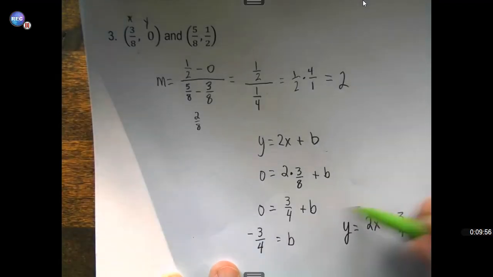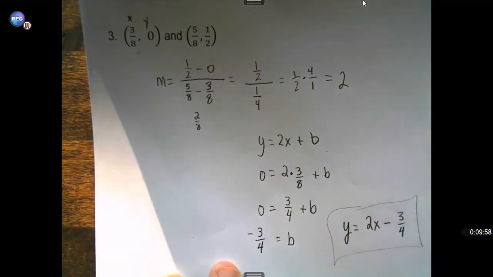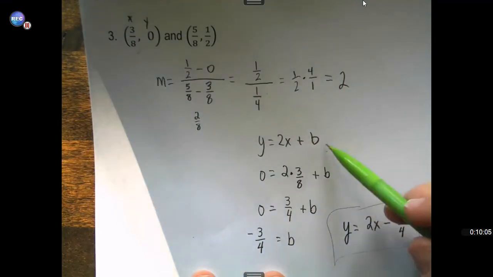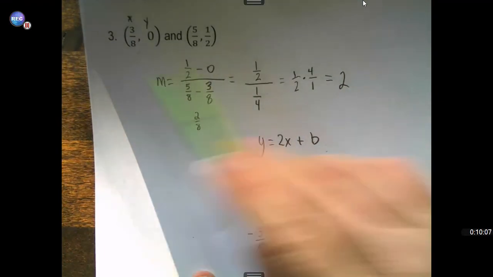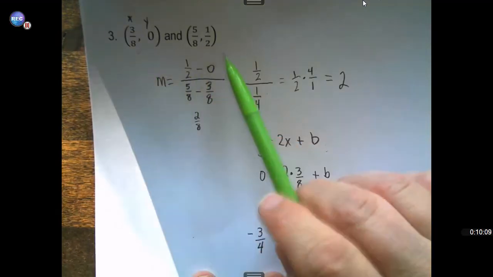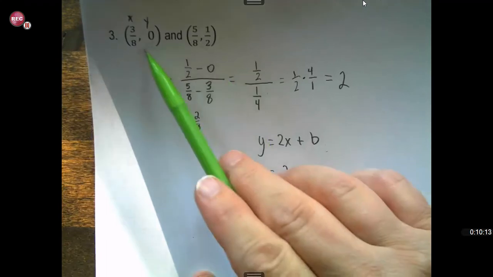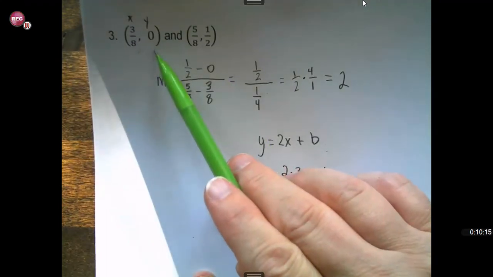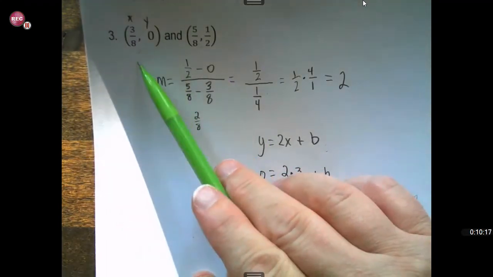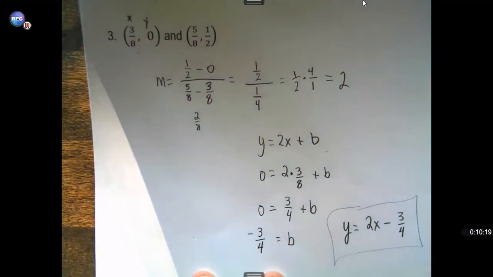And that's it. That's all there is to it. I found the slope using my slope formula and I wrote my equation. I plugged in one of these points. It doesn't matter which one. If I plug in this point, I would have gotten the same answer. I chose this point because it made the math easier. I only had to deal with the one fraction. Okay, and there we go.